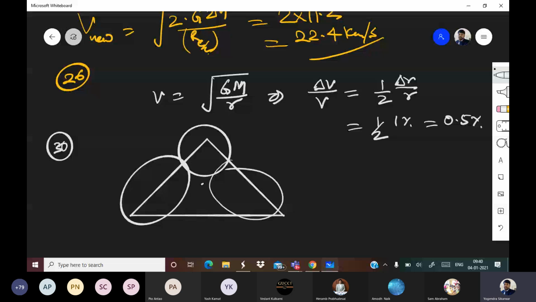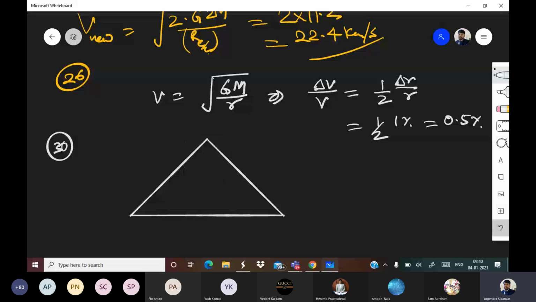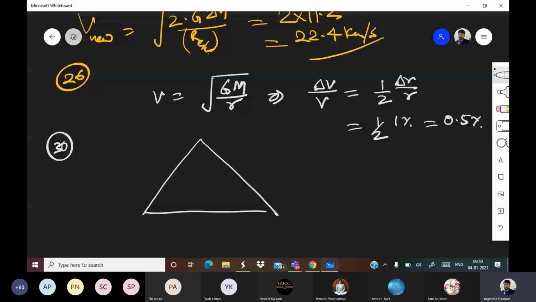Point of intersection of medians, because it all depends on symmetry. So the center of mass of this system will be at the symmetric center, and the symmetric center will be the centroid or incenter, or the point of intersection of medians.